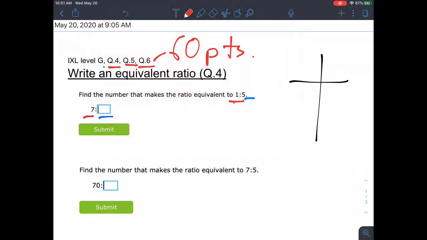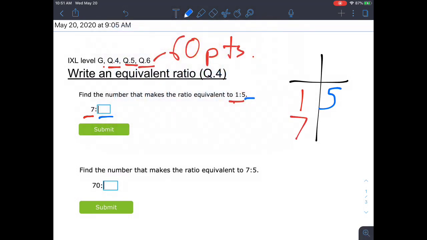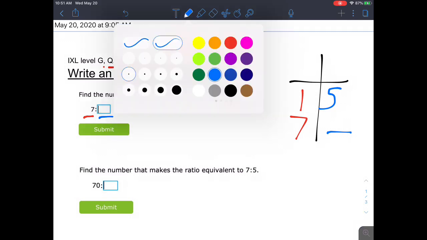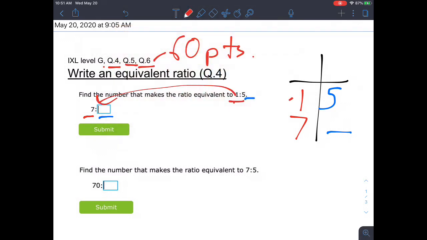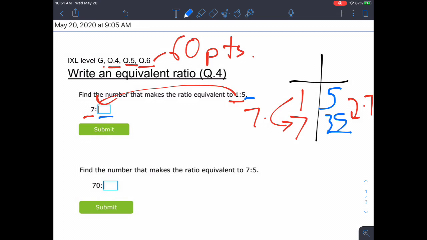So you see 1 to 5, and then it asks 7 to blank. So we just figure out, how do I go from 1 to 7? Times 7. Absolutely. Which means down here I just do times 7. And 5 times 7 gives us 35. So that's the answer. In that box I just write 35 and I hit submit. Okay? You don't have to make the table.